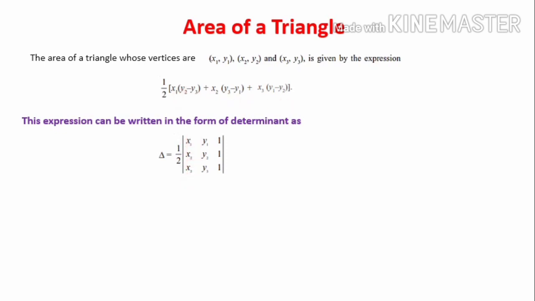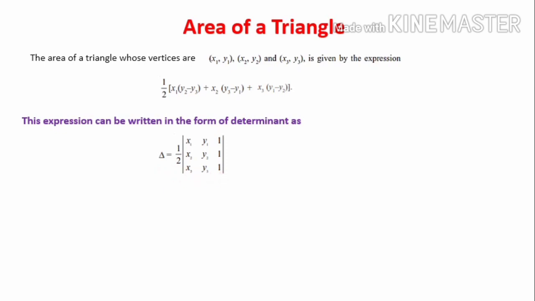You can try it. x1 into, that row and column is gone, 1 into y2 that is y2, minus 1 into y3 that is y3. So that is the first term, x1 into (y2 minus y3). Likewise, x2 into (y3 minus y1) and x3 into (y1 minus y2) you also get when you expand through the first column. So if you are asked to calculate the area of a triangle in determinant form, you have to use this formula.